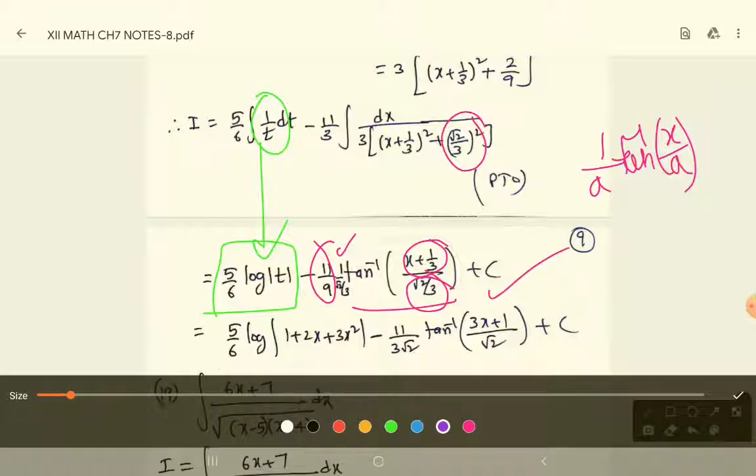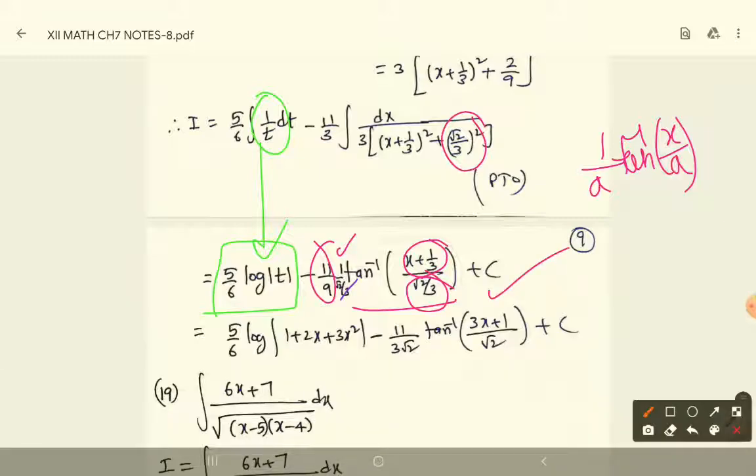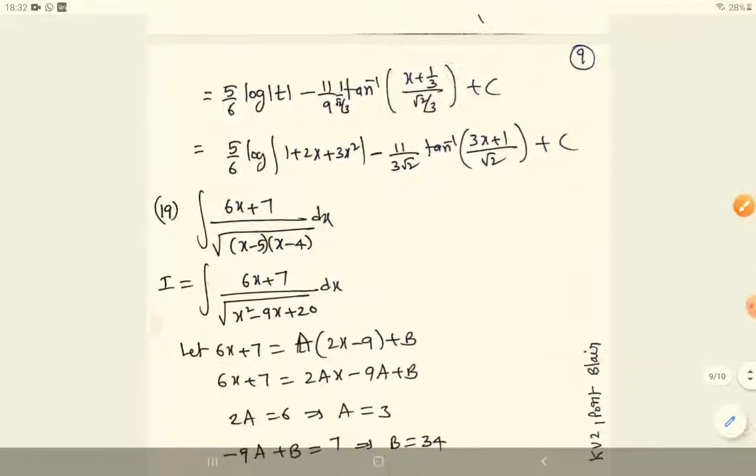Then what will happen next? 3 1s are 3, 3 3s are 9, so 11 by 3 root 2, tan inverse 3x plus 1 by root 2 plus c. Finally the answer has come. Same process for the 19th question also.